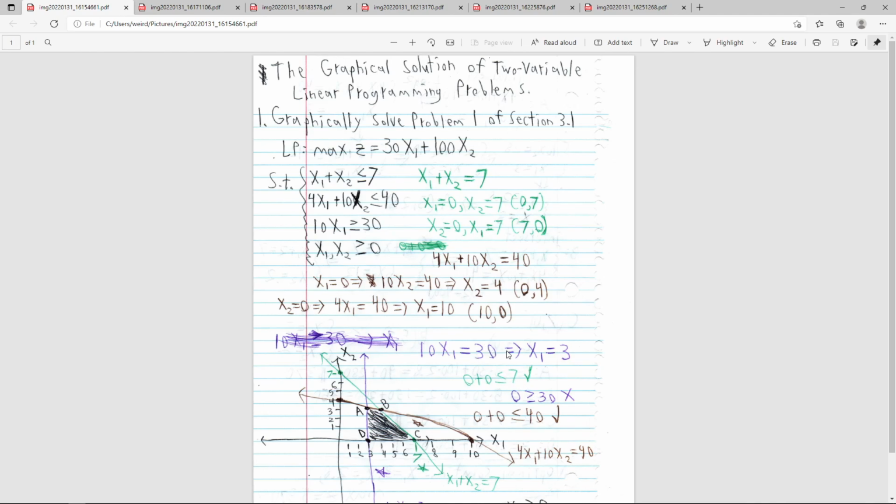Finally, 10x1 equals 30 means that x1 equals 3 in that case. So it's just the graph of x1 equals 3, which is a vertical line at the x1 equals 3 point. So x1 always equals 3. And then 0 is greater than or equal to 3 is not true, so you shade the right-hand side, away from the area that does not include the point (0, 0).